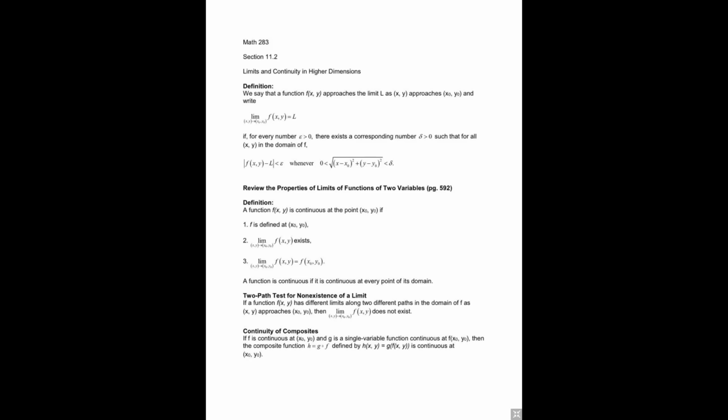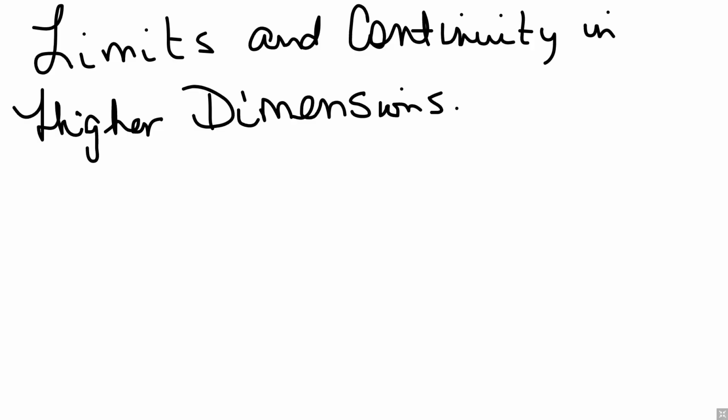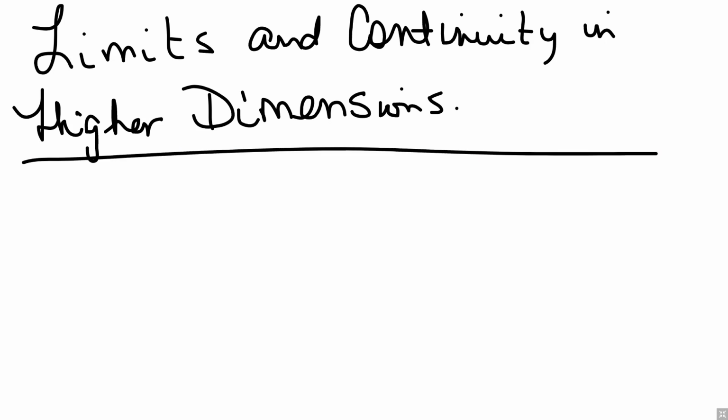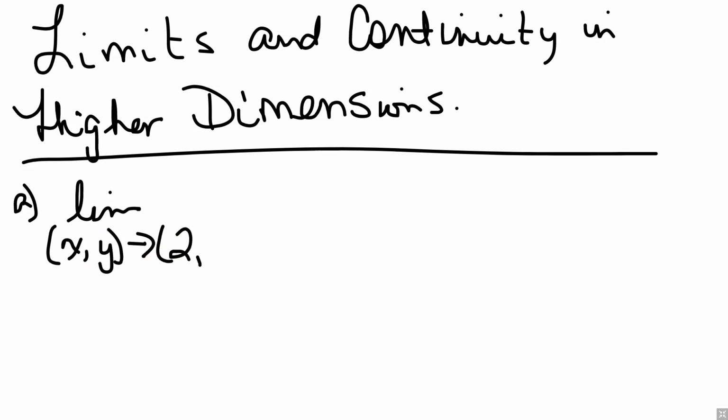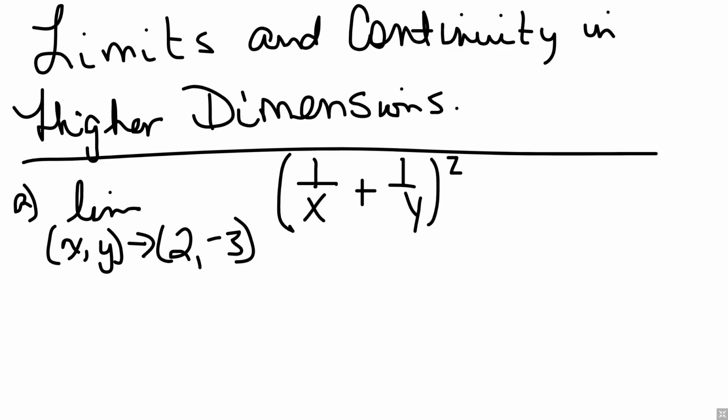All right, so now let's move to taking a look at examples. So let me change back screens. Okay, so the first example, we're asked to evaluate the limit. The problem says that we're looking at the limit as (x, y) approaches (2, 3) of the function (1/x + 1/y) quantity squared.